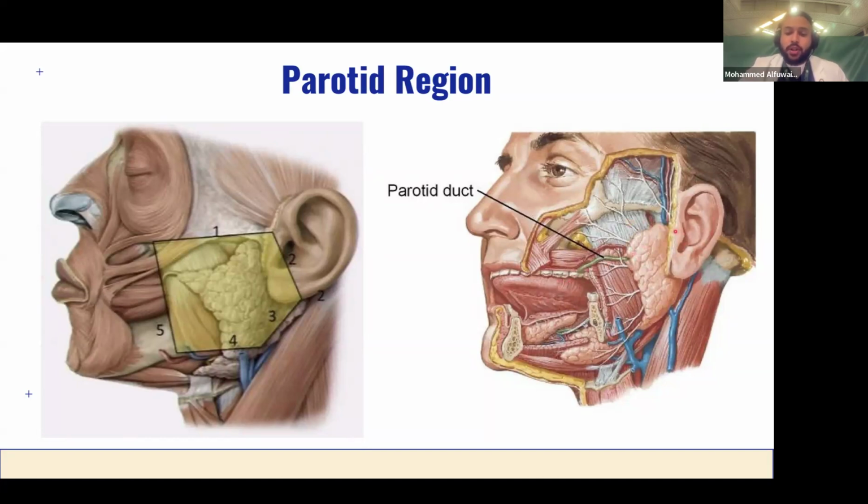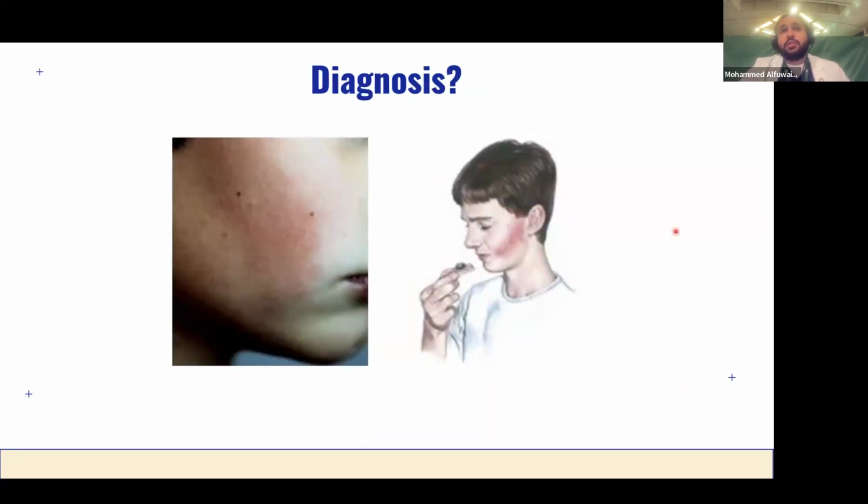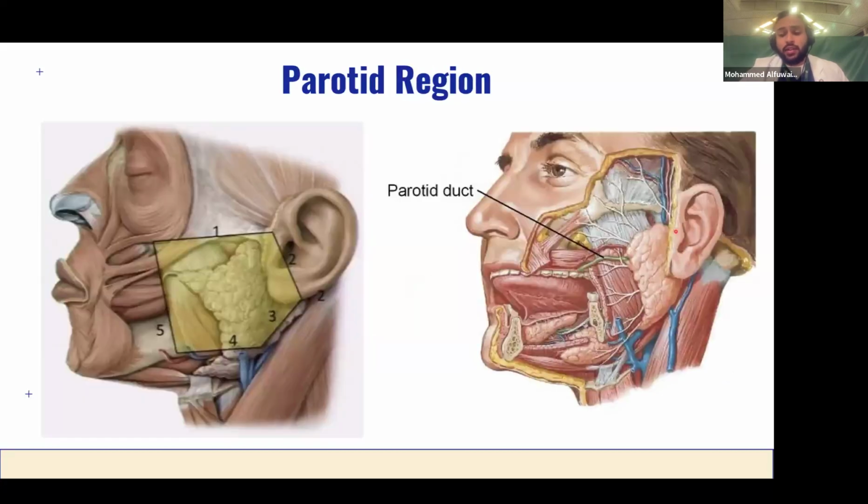So this is the parotid gland. Now, the important thing about the parotid gland itself is it has the facial nerve. That's number one important thing. Now, what supplies the parotid gland? What is the parasympathetic supply, if I want to ask more specifically? Which nerve?